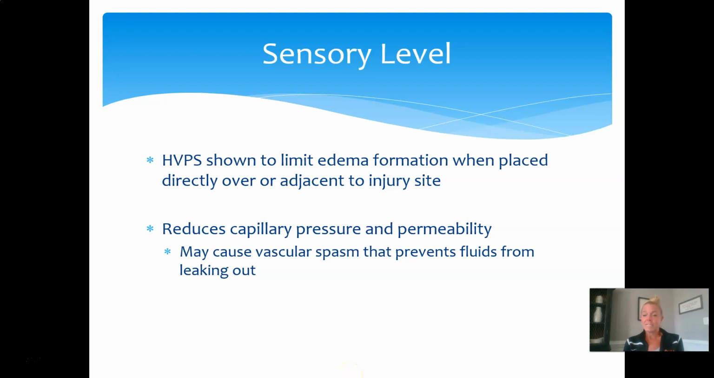So if you're doing sensory level stim, you're going to choose high volt for that. There are no other choices. Sensory level edema control, you've caught that person within the first 6 hours following injury. There is not a lot of edema yet. We're going to try to stop the edema from happening. So we're going to apply high volt pulsed current directly over the area of injury, and we're going to run it at a sensory level.